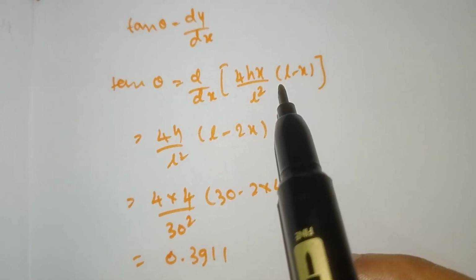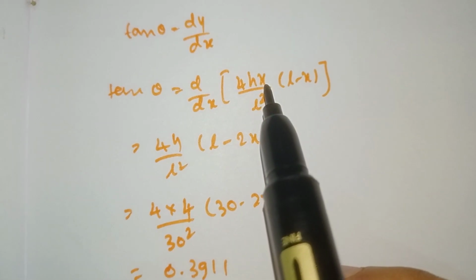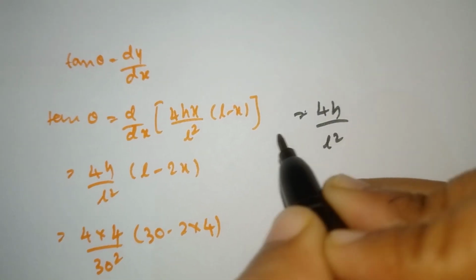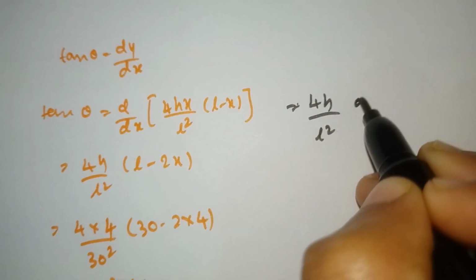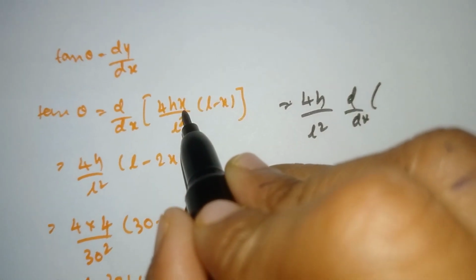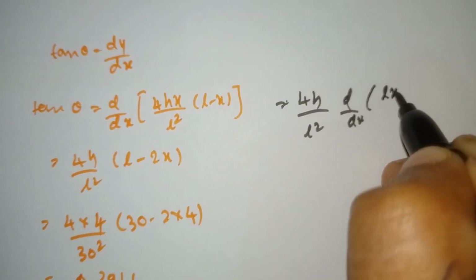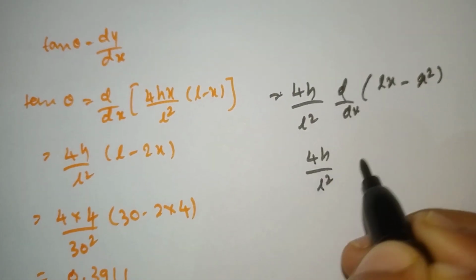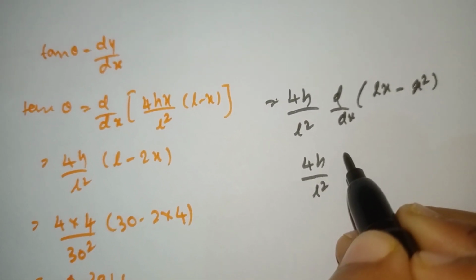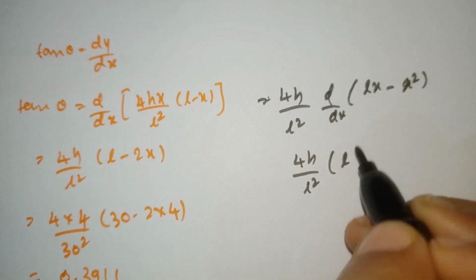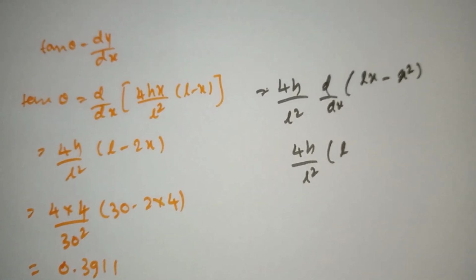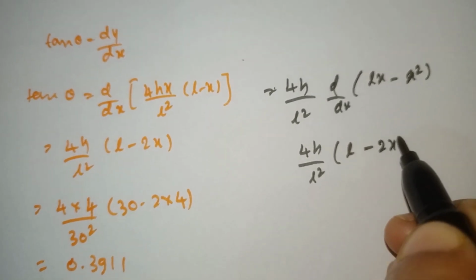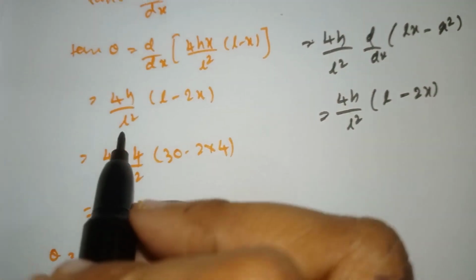Now I'll differentiate. I will show you here. First, 4h divided by L square is constant, I am taking outside. So dy by dx, I am multiplying x inside, (Lx minus x square). So 4h by L square constant, differentiation of Lx is L, differentiation of x is 1, so L is constant as it is. Differentiation of x square is 2x. So the same I have written here.